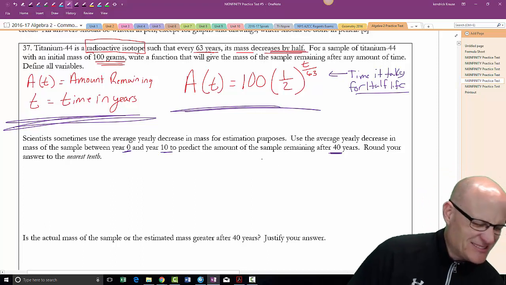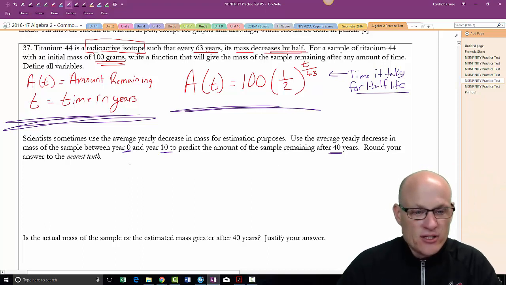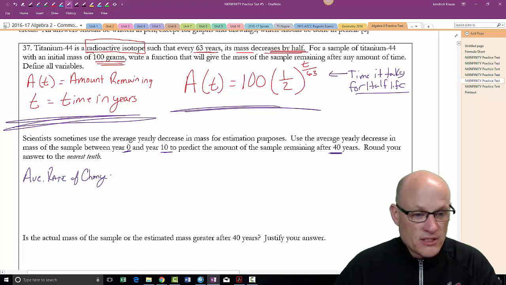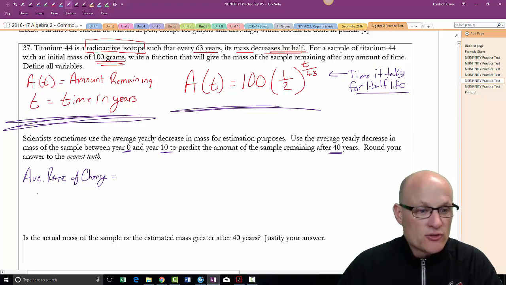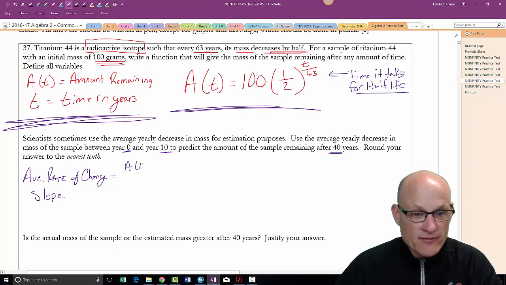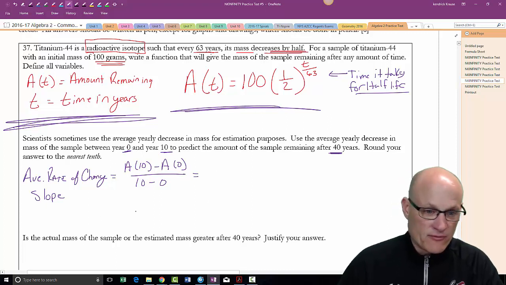We're going to create the average rate of change. So remember, average rate of change is the same as slope. So I want to do A of 10 minus A of 0, all over 10 minus 0, because those are the years they predicted for us. So we need to type that into our calculator and figure out what we got.